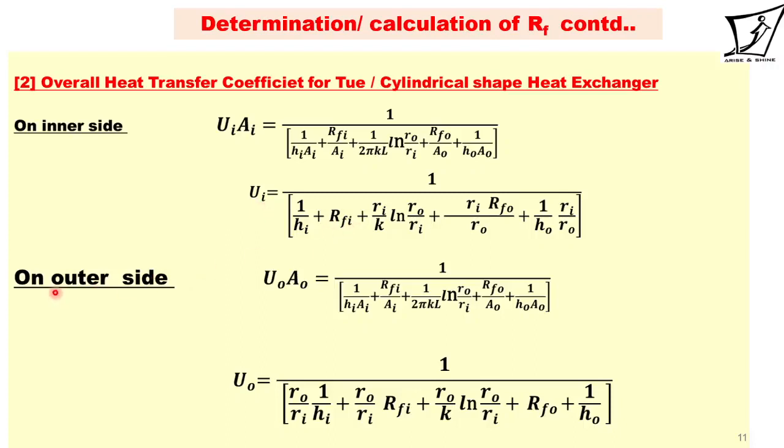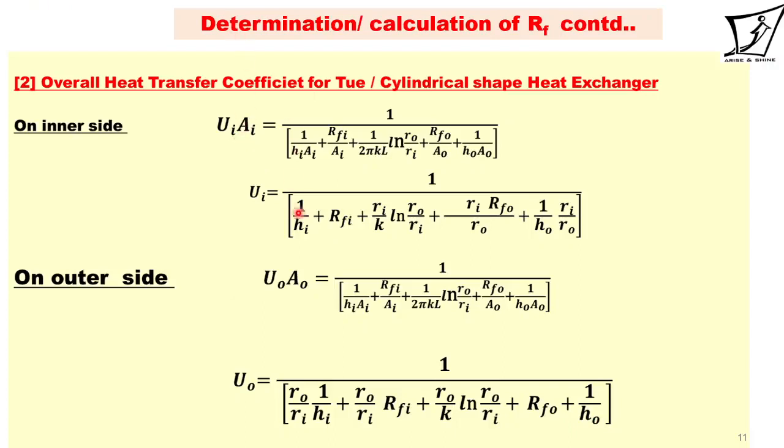Similarly, for the overall heat transfer coefficient based upon the outside area, UOAO into total thermal resistance offered to the fouled heat exchanger. Multiplying this AO to this expression, I will get UO equal to 1 over RO over Ri into 1 upon Hi plus RO over Ri RFi plus RO over K log of RO over Ri plus RFO plus 1 over HO.